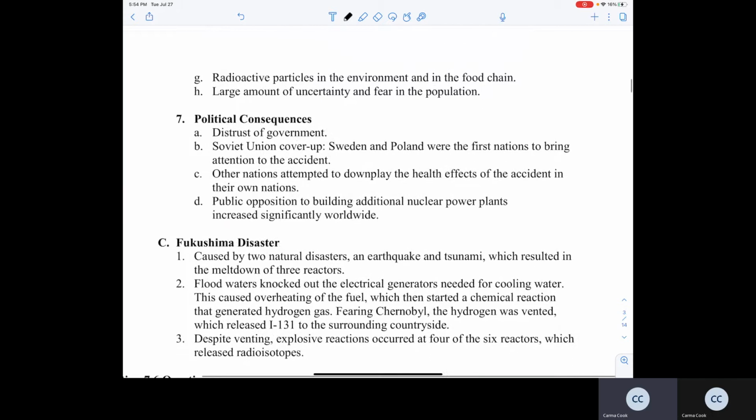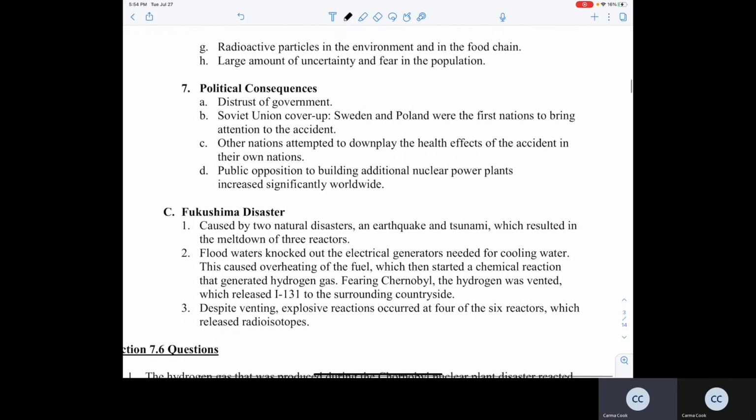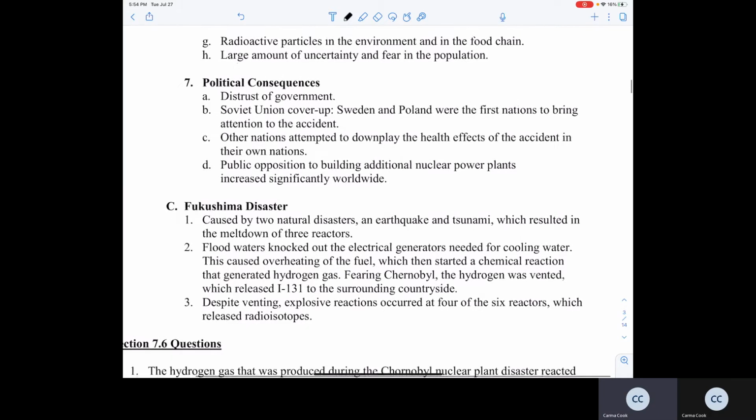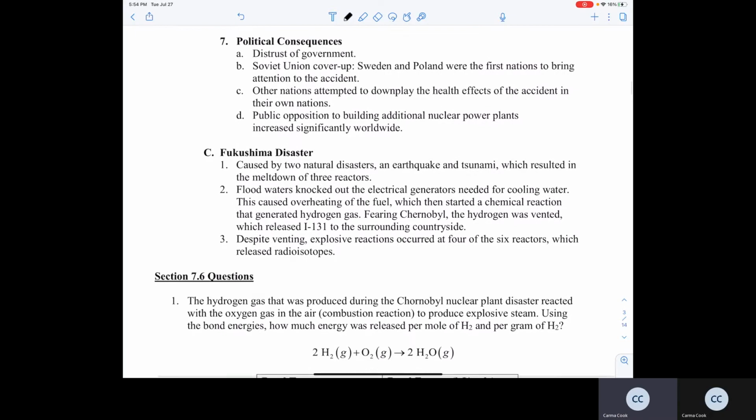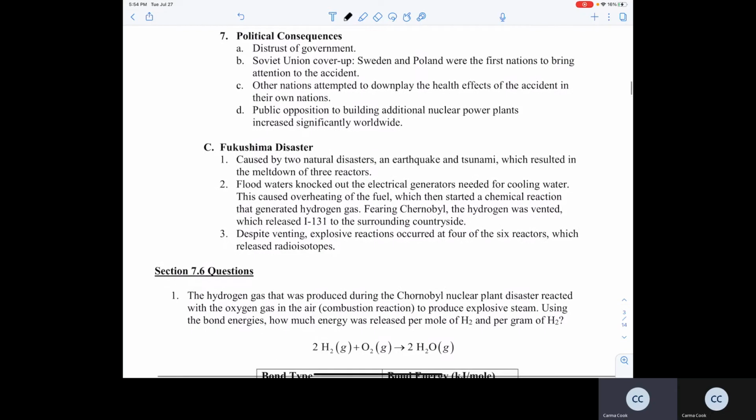And so it's very dangerous. All that radioactivity got into the environment, into our atmosphere, into the soil, therefore into the food chain. And I'm sure it caused a lot of uncertainty and fear in the populations of people that lived within a 2,000 or so mile radius of Chernobyl. Political consequences, of course. There was a big cover up by the Soviet Union about the accident and why it happened.